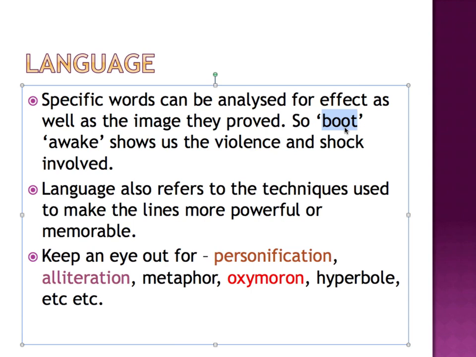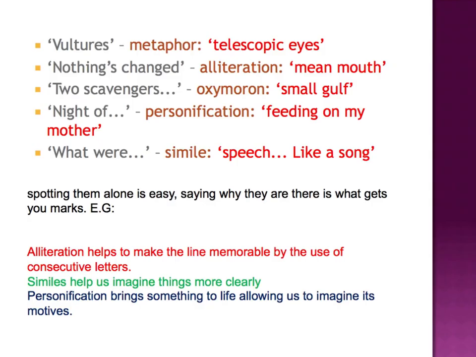And obviously it just depends what the imagination will do with those words. The other thing that language refers to is the actual techniques that are being used. So, for example, personification or alliteration, and there's quite a few of them to pick out in the anthology. So if we have a look across here, we might see, for example, in Vultures, the metaphor of telescopic eyes. Nothing's Changed has alliteration with mean mouth, two scavengers, the oxymoron of small gulf, etc.